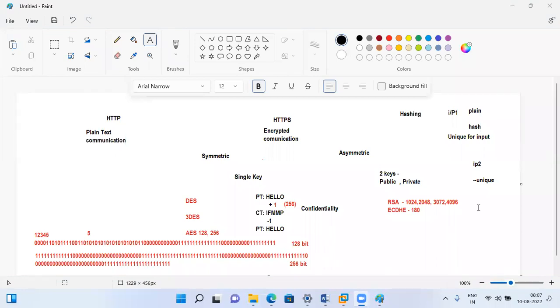Let us do some examples. In case of hashing, there are some older algorithms like MD5, SHA-1. These are the older algorithms. SHA-2, SHA-3. These are the latest algorithms. Okay.